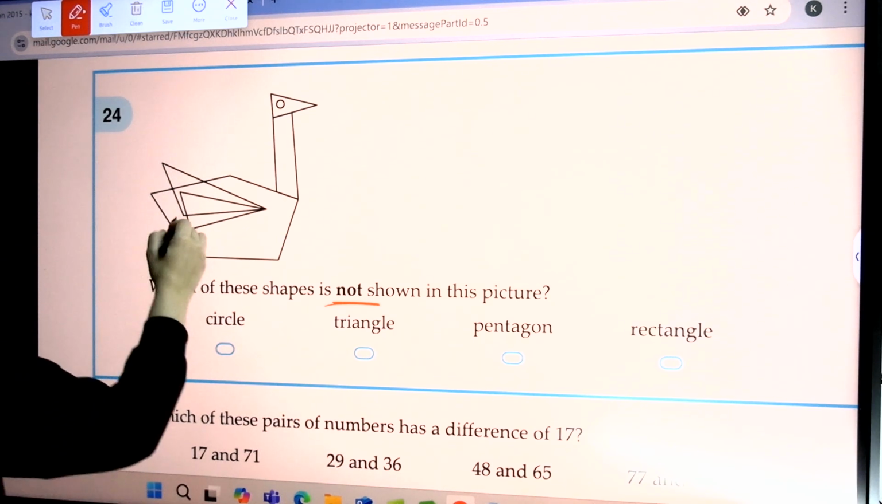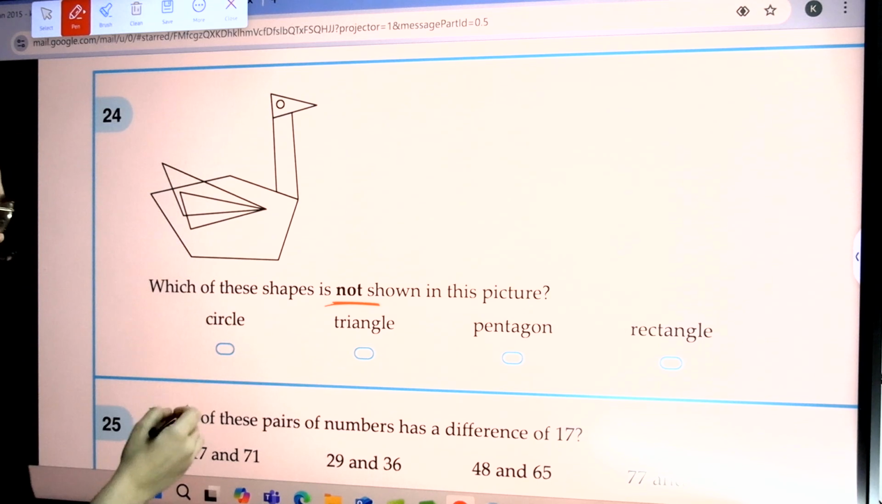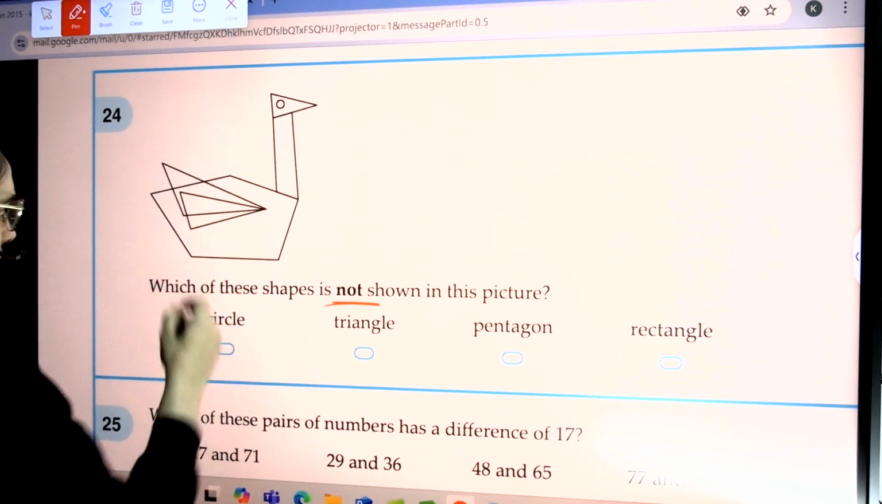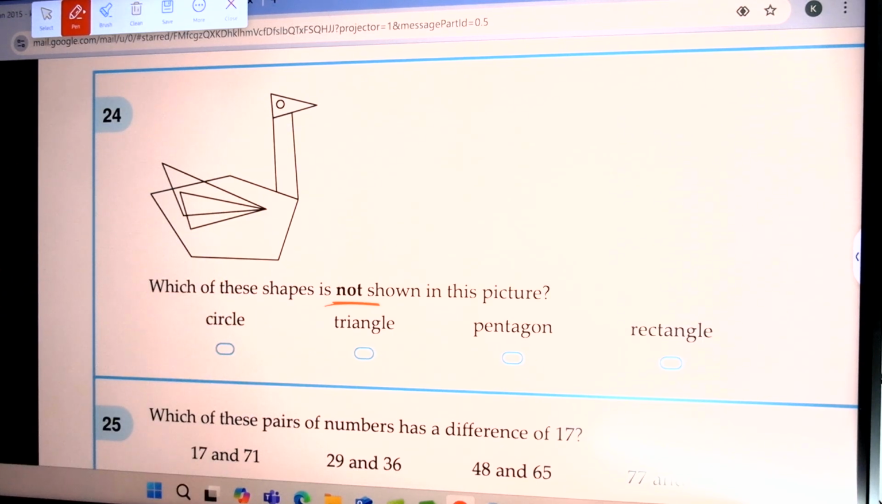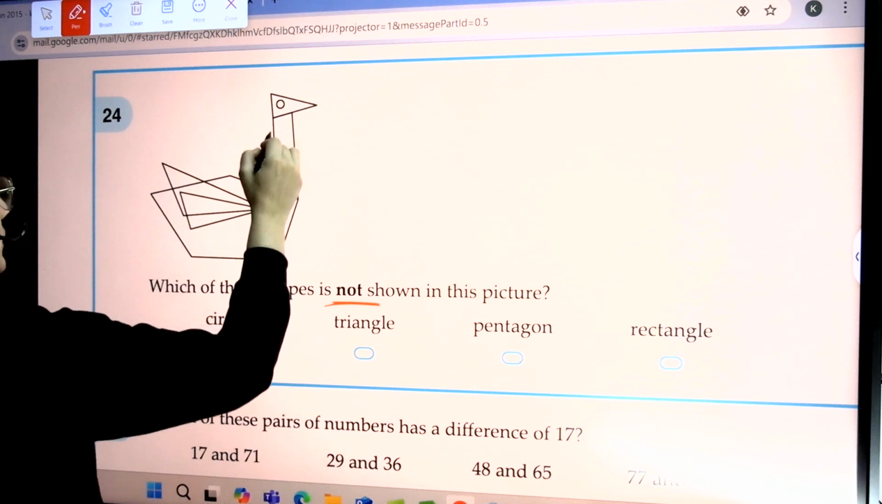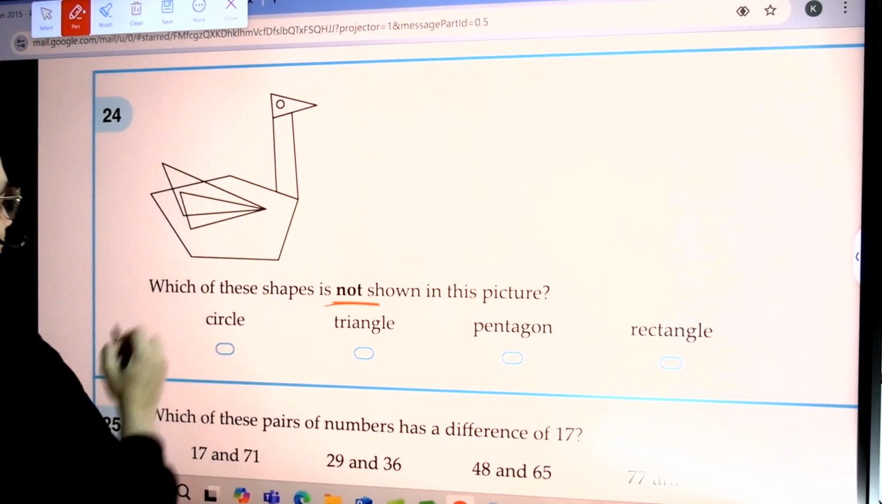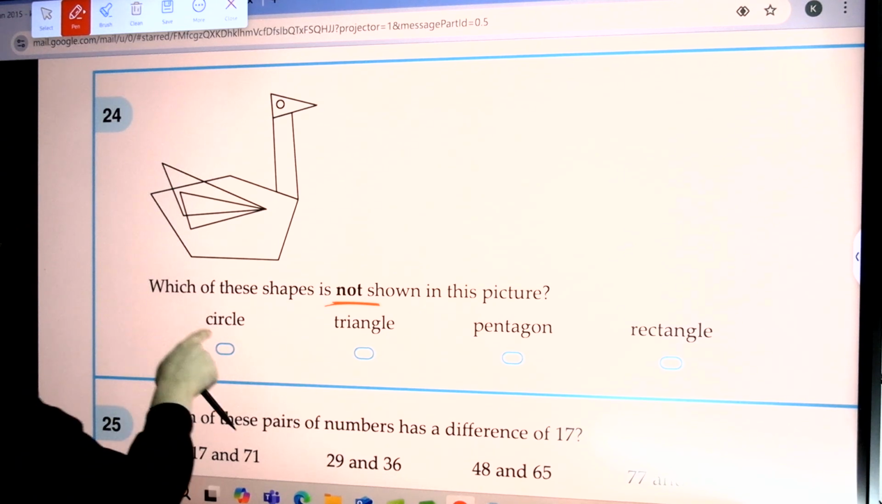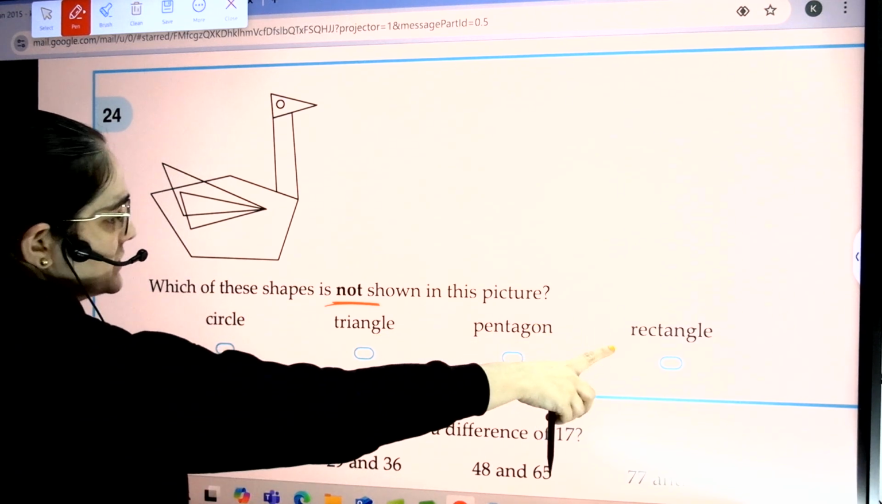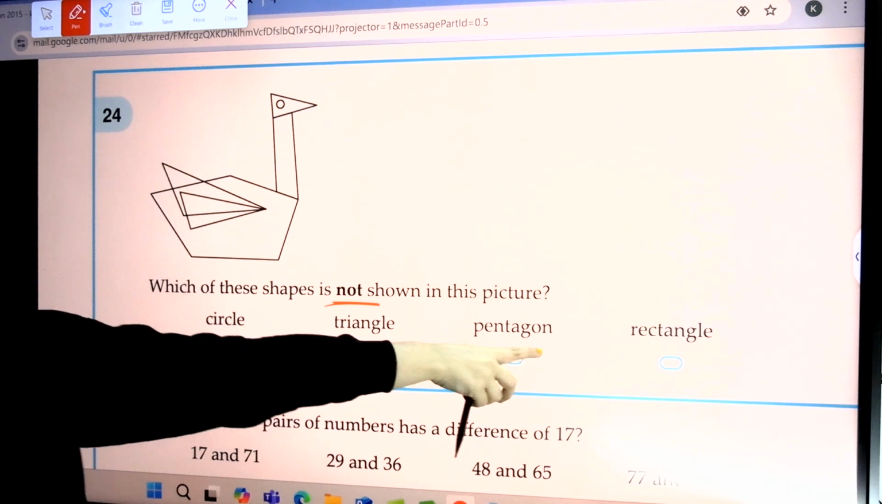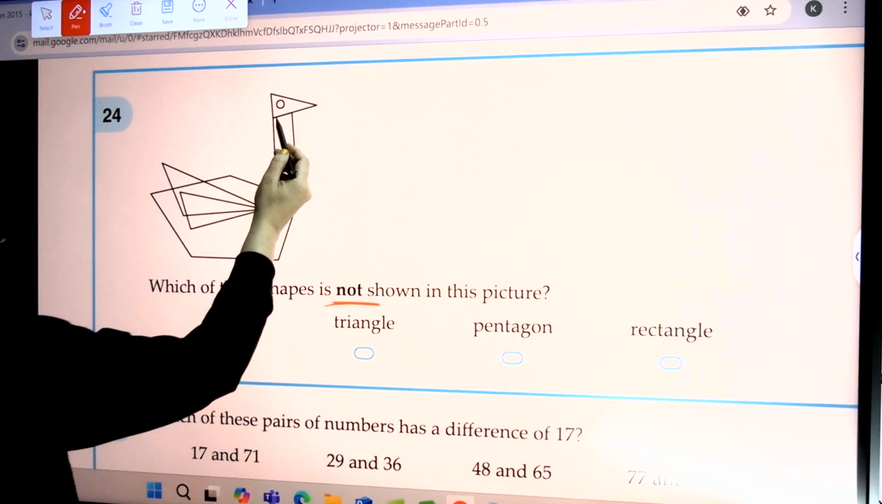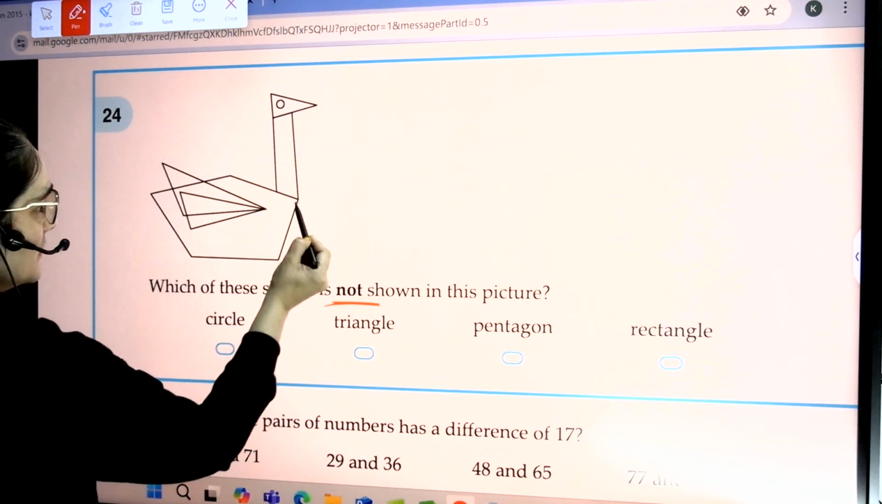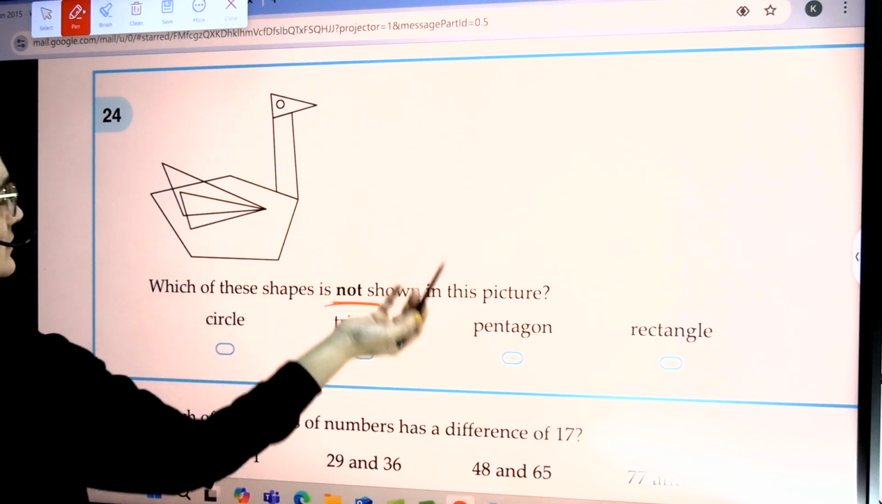Okay, so I can see a triangle, a circle, a trapezium shape. This one is a pentagon. So circle is there, triangle is there, pentagon is there, rectangle is not there. Some kids make a mistake with this shape. They say this is a rectangle or something.